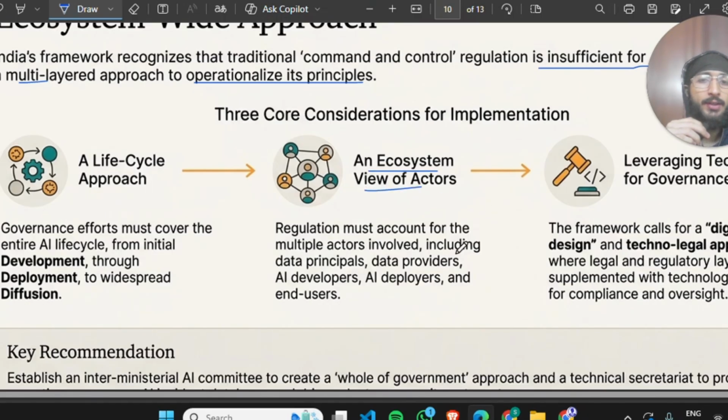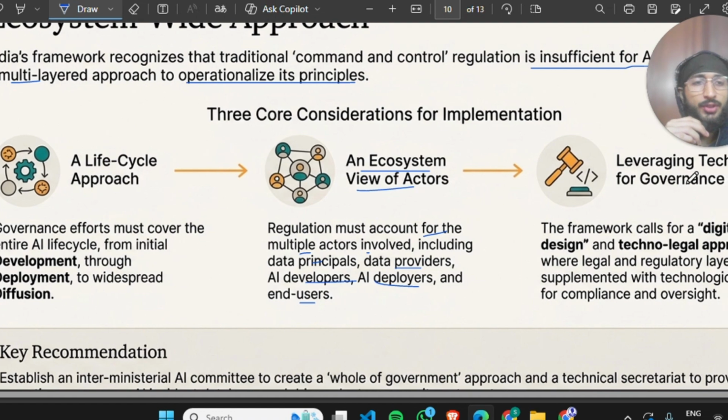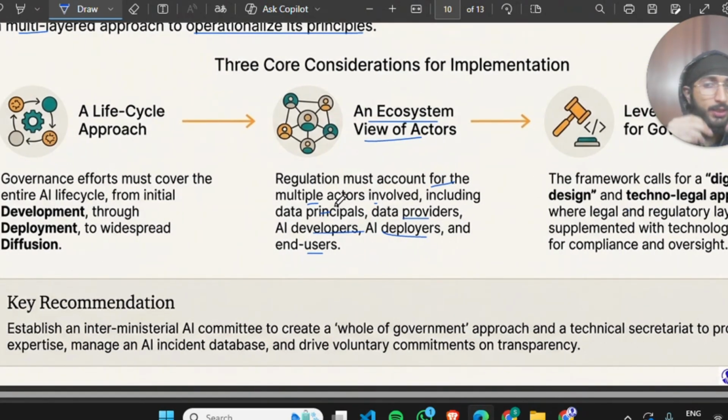Then an ecosystem view of actors. Regulation must account for the multiple actors involved, including data principals, data providers, AI developers, AI deployers, and end users. And finally, leveraging technology for governance. The framework calls for a digital by design and techno-legal approach where legal and regulatory layers are supplemented with technological tools for compliance and oversight. Key recommendation: establish an interministerial AI committee to create a whole of government approach, and a technical secretariat to provide expertise, manage an AI incident database, and drive voluntary commitments on transparency.